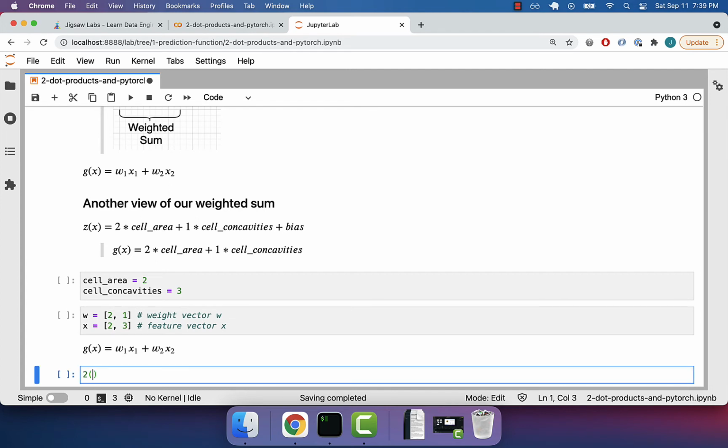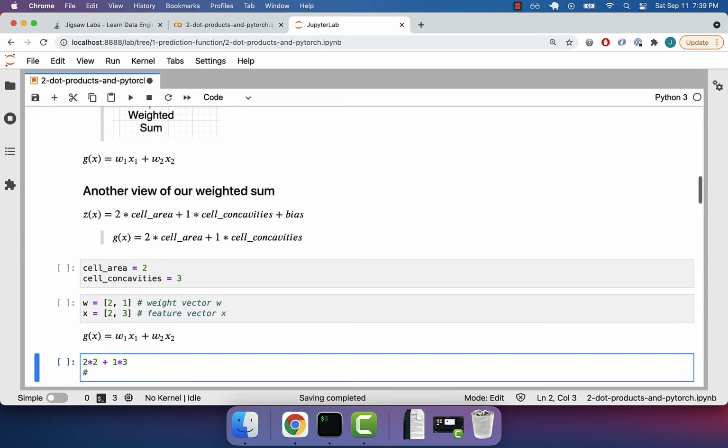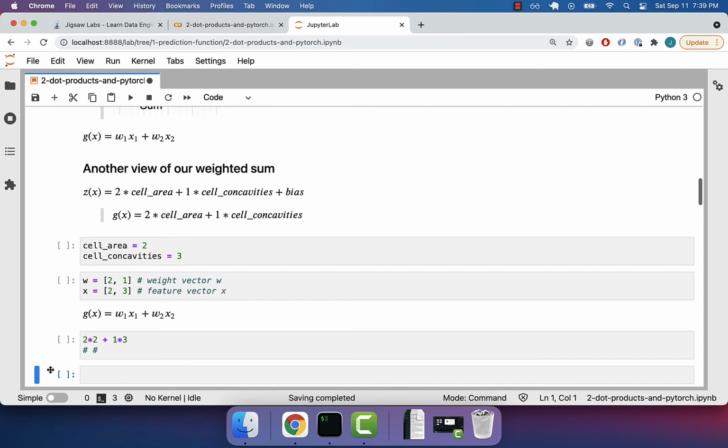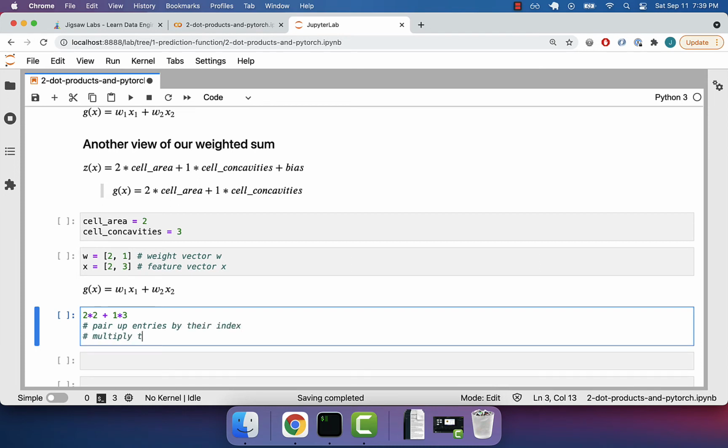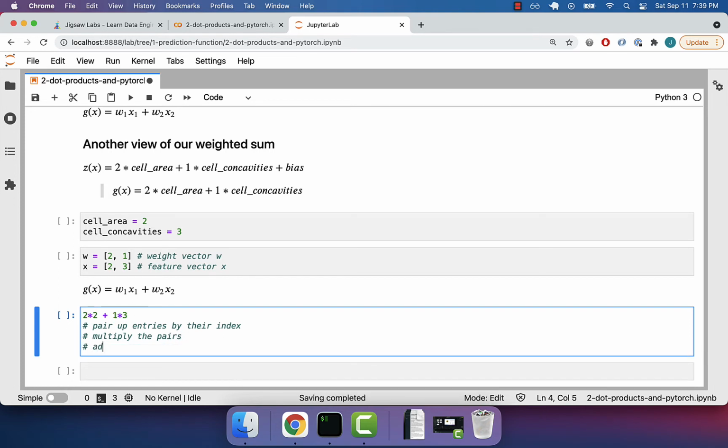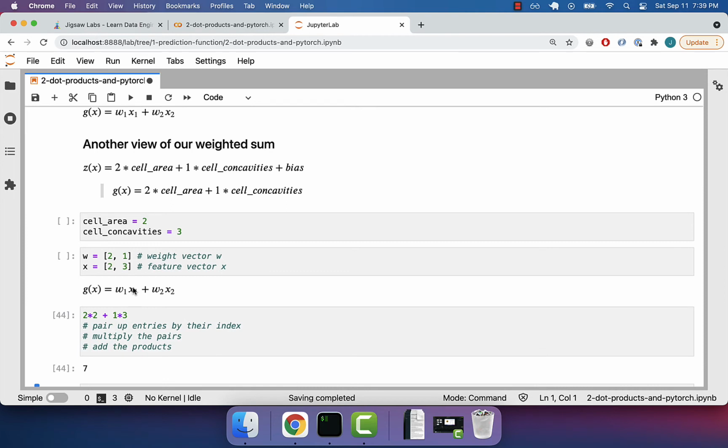So we need to pair up 2 with 2 plus 1 times by 3. So we pair up entries by their index, multiply the pairs, 2 and 2, 1 and 3, we multiply the pairs, and then add the products. Okay? And doing that, we get back to our weighted sum, right?